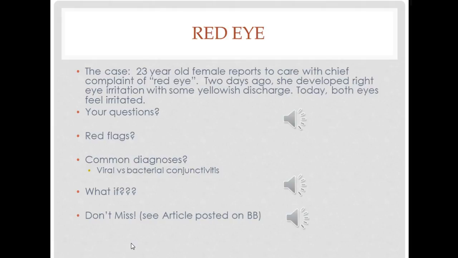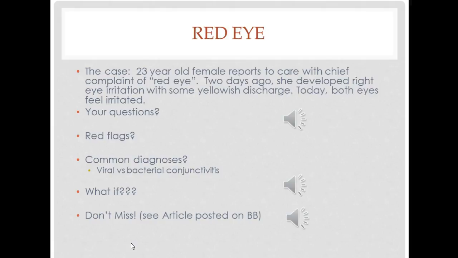Let's just take a look at a typical case. So we have a 23-year-old female who reports to care with a chief complaint of red eye. She says that 2 days ago she developed red eye irritation with some yellowish discharge, and today both eyes feel irritated. Well, naturally enough, there is data missing here, right? We don't really have a sense of the full history of present illness.